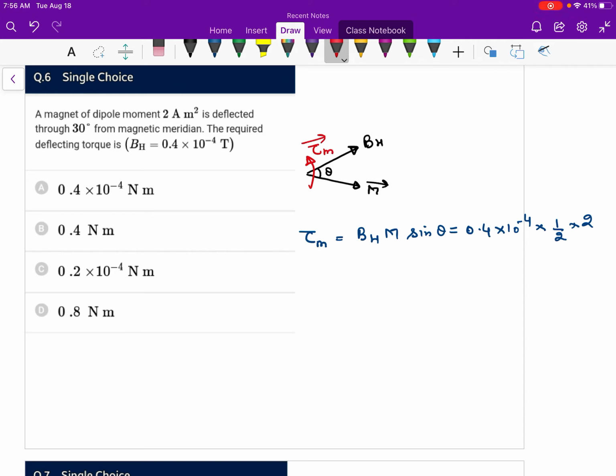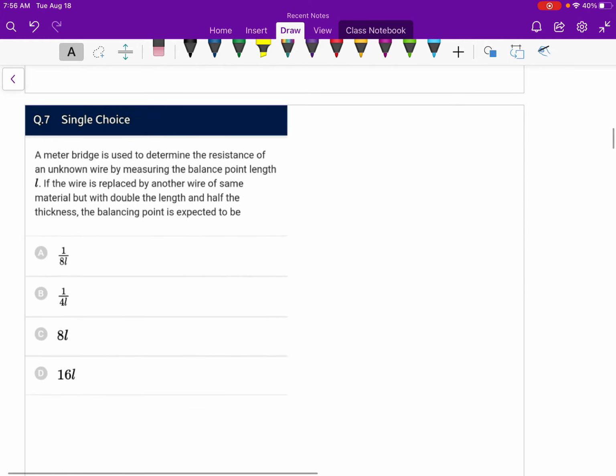This torque, mu cross B, the magnetic field torque, acts in this direction. So we need to apply external torque in this direction. So the external torque required is the same as the torque due to the magnetic field but in the opposite sense. So the answer is 0.4 into 10 to the power minus 4. So A is the correct option.